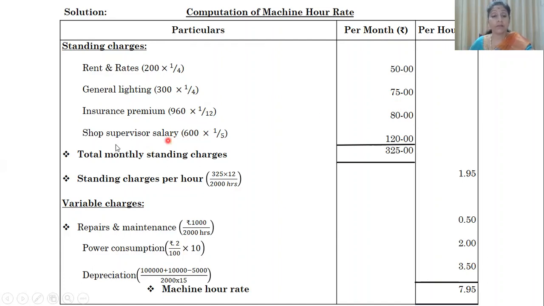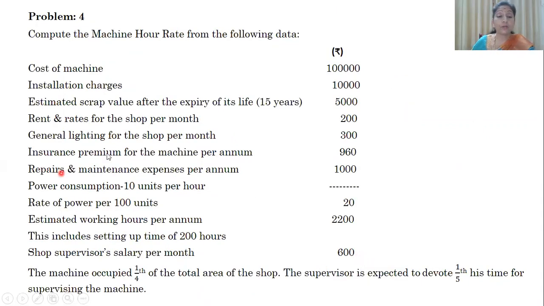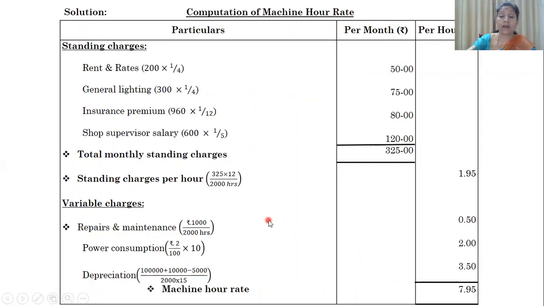Then insurance premium given in the problem is 960. Insurance premium for this machine only, per annum 960. Since it is per annum, if we divide by 12, we will get the amount for 1 month. We are doing the monthly calculation, so this is the machine hour rate column.